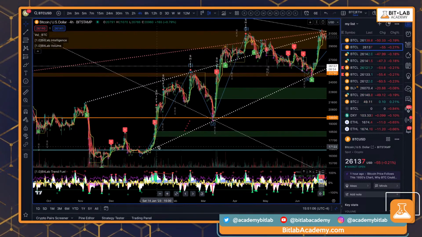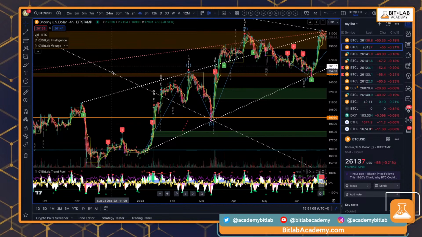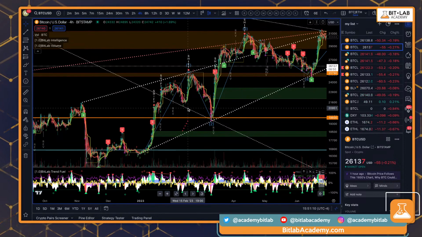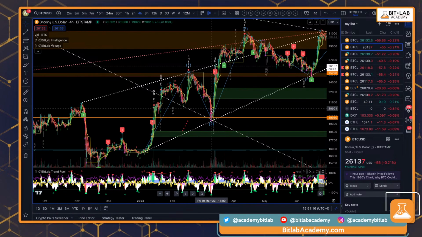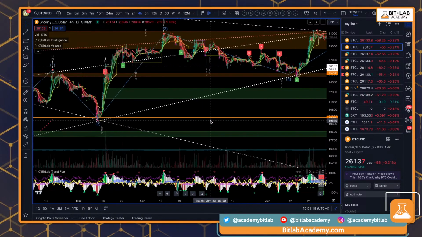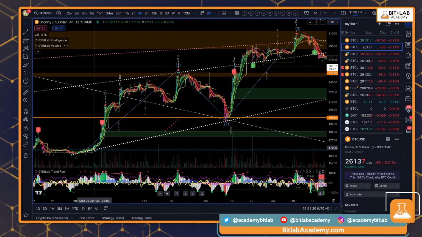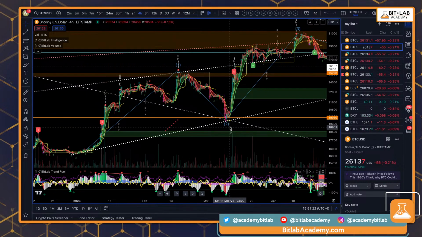We have this projected out, and we have this descending resistance that we've kind of flipped to support. But here we're testing this level of support again. Is it going to hold? Well, we have this projected line out here, and this projected line out here.